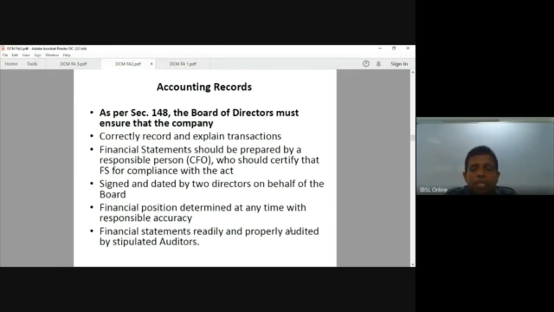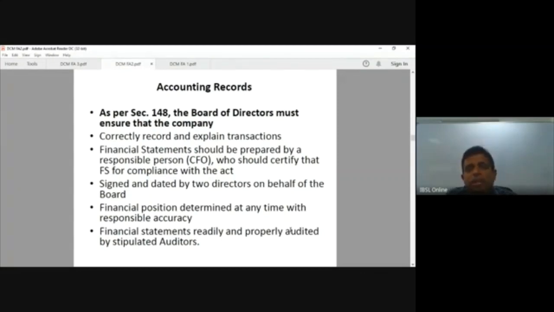What is the requirement? He has to certify that the financial statements are compliant with this particular Company Act, right? That certification should be given by the CFO. And not only the CFO, there should be two directors on behalf of the board. Two directors should sign the financial statements, right?